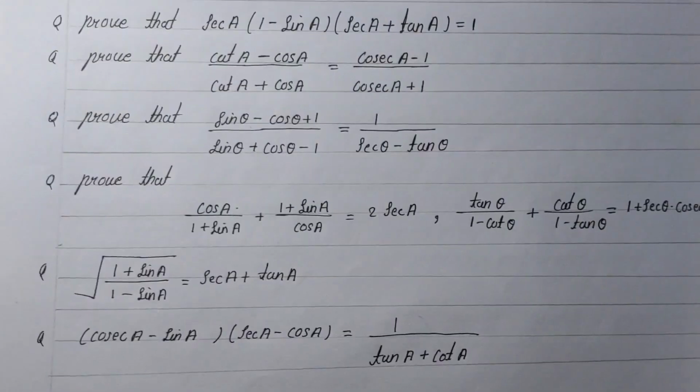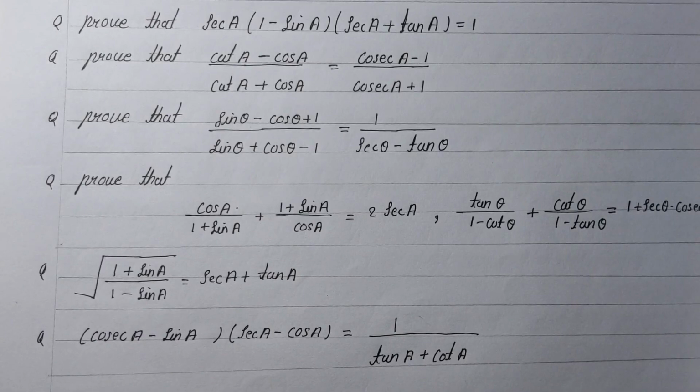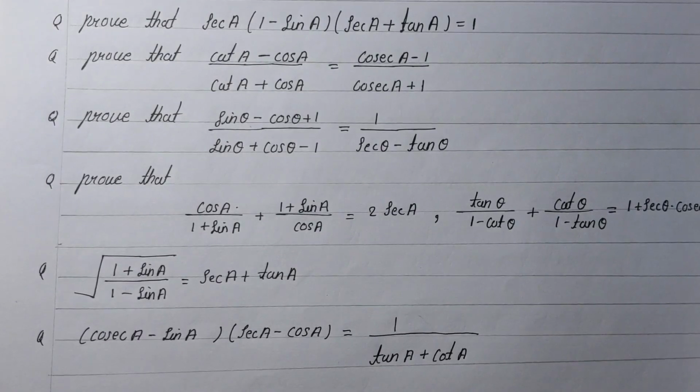Next, prove that sec A (1 minus sin A)(sec A plus tan A) is equal to 1. Next, prove that (cot A minus cos A) divided by (cot A plus cos A) is equal to (cosec A minus 1) by (cosec A plus 1). Next, prove that (sin theta minus cos theta plus 1) upon (sin theta plus cos theta minus 1) is equal to 1 by (sec theta minus tan theta).